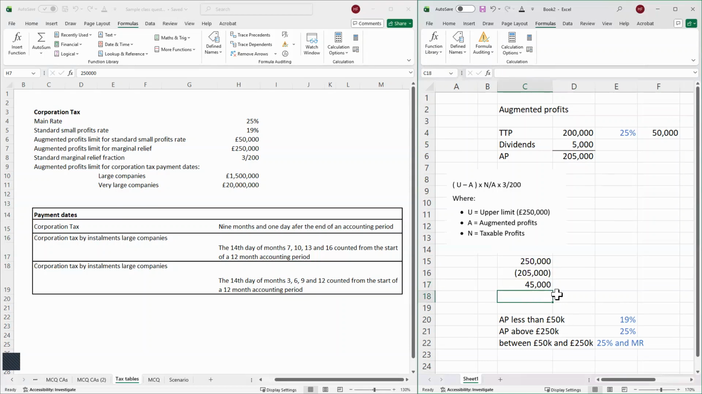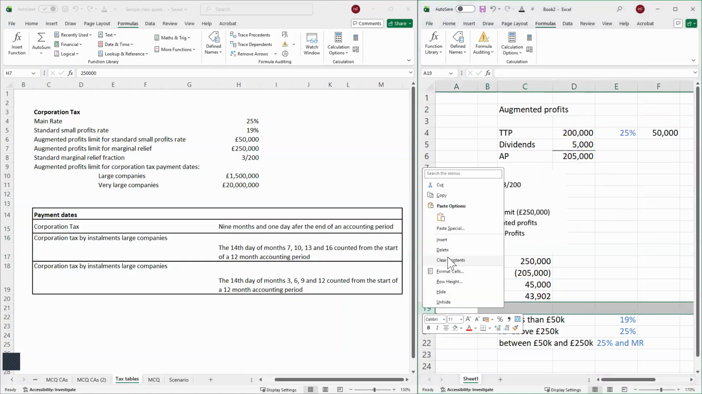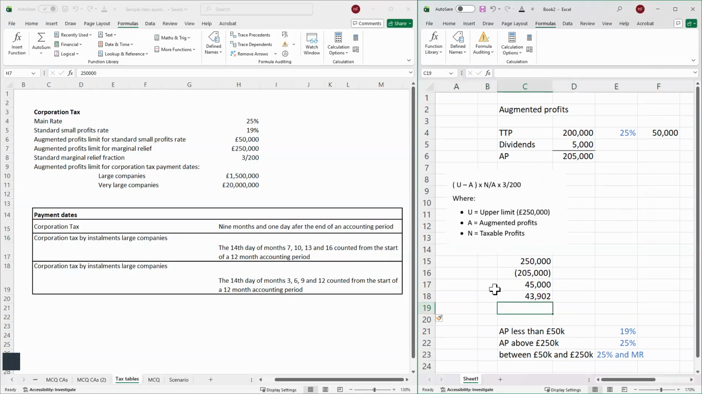So let's now times by the taxable profits, which are 200,000, and divide by the augmented profits, 205,000. And then the next step is we need to multiply by the marginal relief fraction, which we know is 3/200. And we do have that fraction in the tax tables if you want to use this in the exam. So we would then take the answer from before, times by 3 and divide by 200. And that gives us marginal relief of £659.